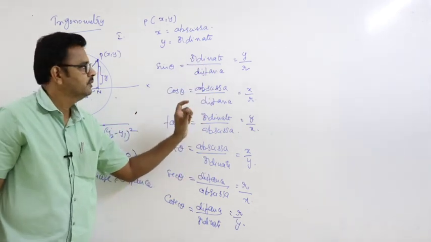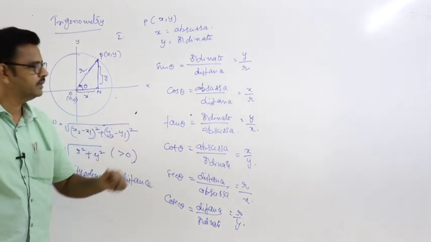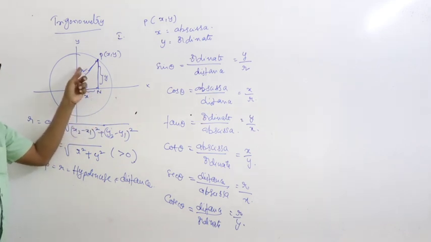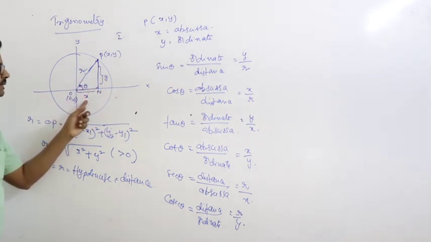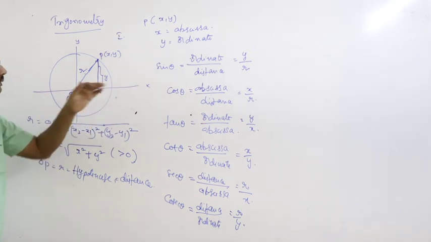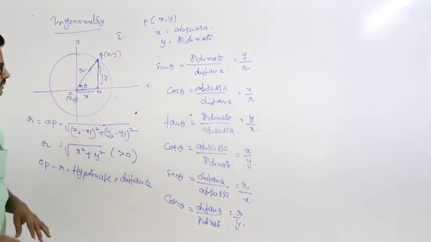There is importance for this one, but okay, according to your language, you say opposite side by hypotenuse, adjacent side by hypotenuse, opposite side by adjacent side. That is also correct. But the 6 trigonometric ratios are defined in terms of ordinate, abscissa and distance.